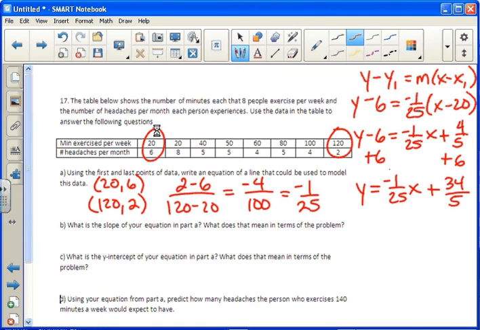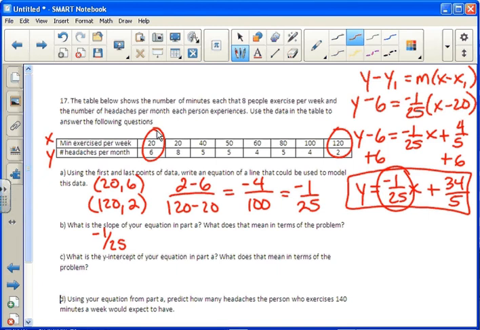So B, what is the slope of your equation in part A? Again, our slope is the number in front of x, so it's negative 1 over 25. If you want to use the decimal, negative 0.04, that'd be fine as well. What does that mean in terms of the problem? Well, here's our x and here's our y. X always comes first. Slope means the change in y per x.